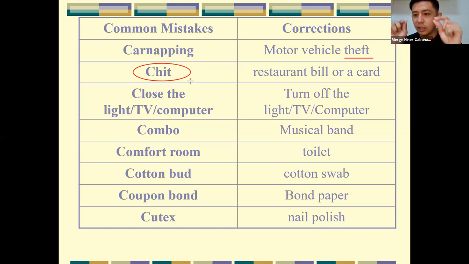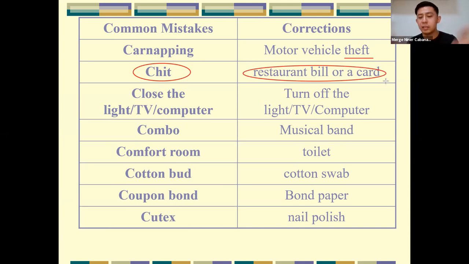a card, and that is the monetary labels that you can use. That is your pass. That's some sort of payment that they honor. Okay, you cannot pay with actual money. They actually have their own economy there. Okay, so chit only exists in the Philippines. It doesn't exist elsewhere. So please refer to those words properly as restaurant bill or a card.